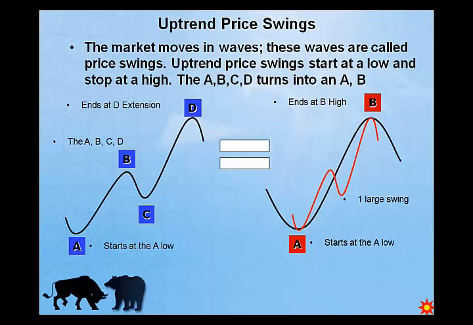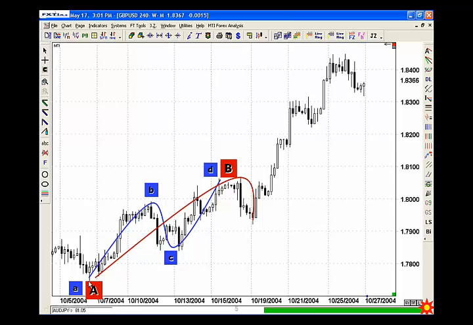The market moves in waves, and these waves are called price swings. In an uptrend, swings will start at a low and stop at a high, and the ABCD turns into a new AB. Look how the market did an A, B, C, D, and then this whole swing turns into one big AB. This is the large swing, and these are the small swings, and it all starts at a low. And we can see this here. Look how the market did A, B, C, D, and then this becomes one big A, B.